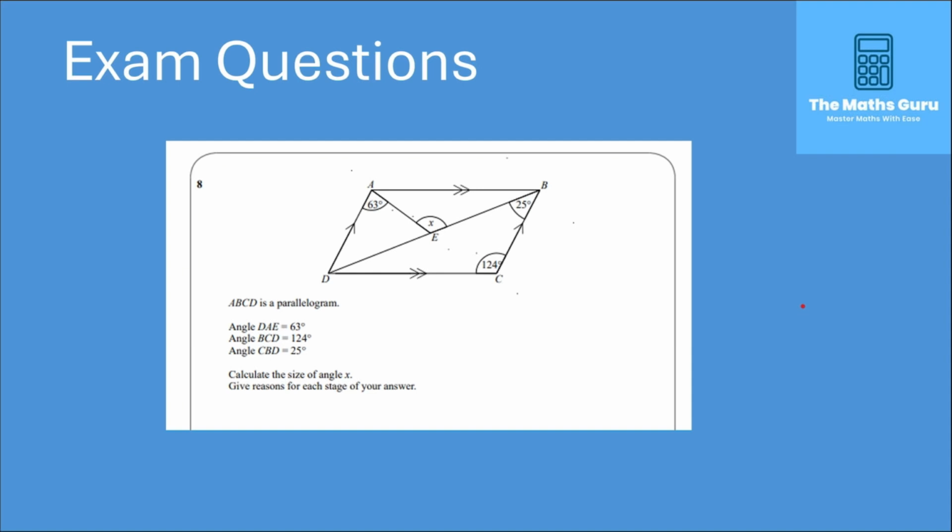Okay, the first thing we can say is that angle BAD, this whole thing here, is equal to 124 degrees. So angle BAD is equal to 124 degrees. This is because opposite angles in a parallelogram are equal. So this makes this angle in the triangle equal to 61 degrees.